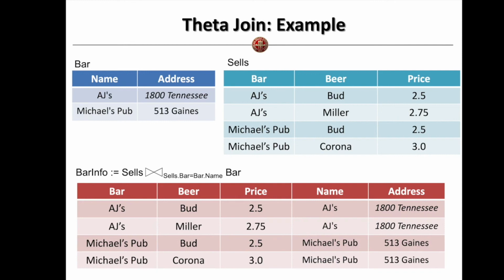Theta join is defined by combining the product and the selection. If you can remember the basic operations that we covered before, then you should be able to follow the ideas we mentioned here very easily, right? So we do the product first and then further apply this selection.